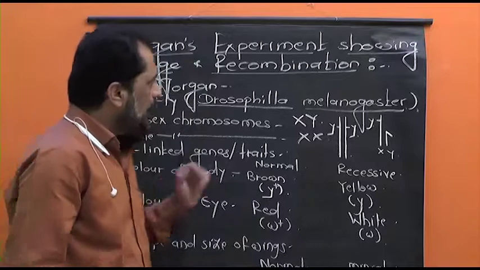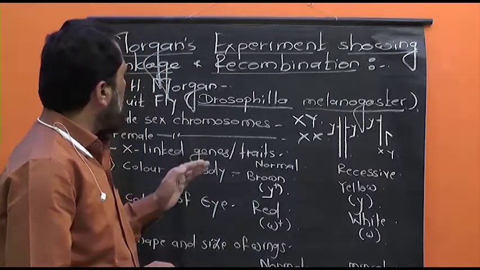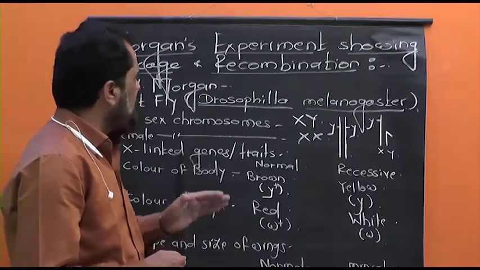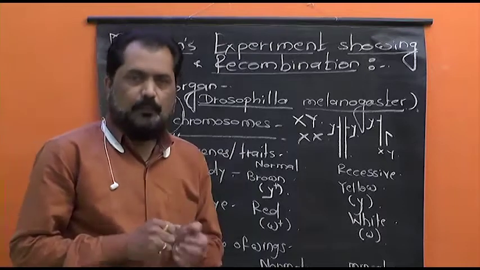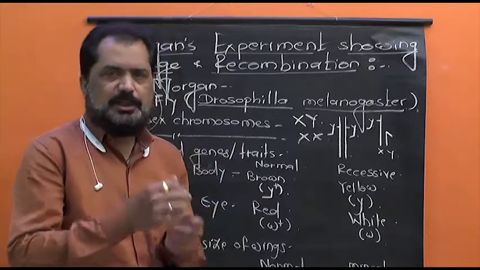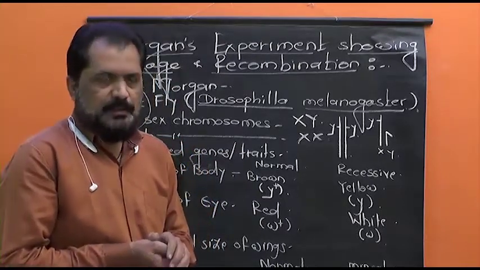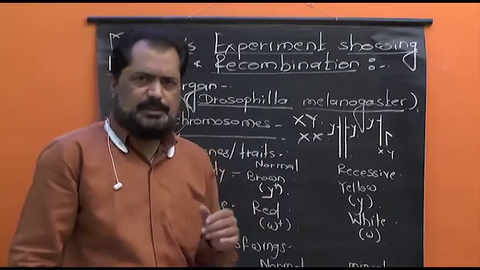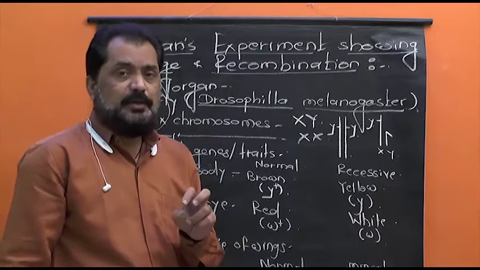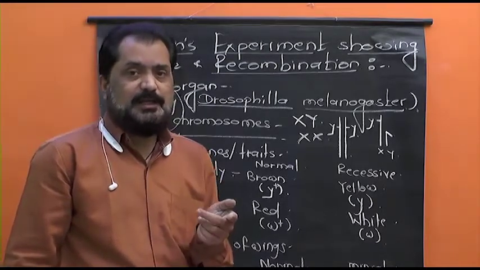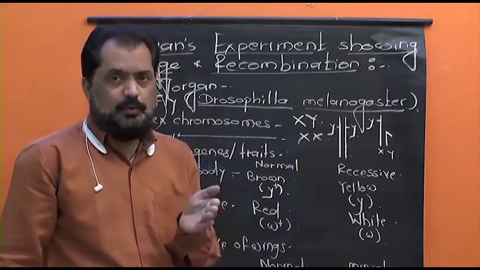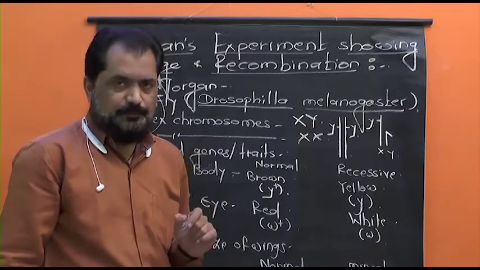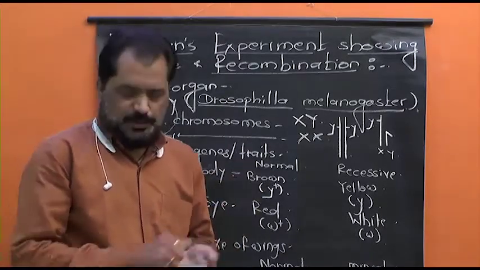Now we have to study about the actual dihybrid crosses performed by Morgan. Morgan performed several dihybrid crosses to understand the phenomenon of linkage as well as we can say crossing over or recombination. So let us see those crosses.